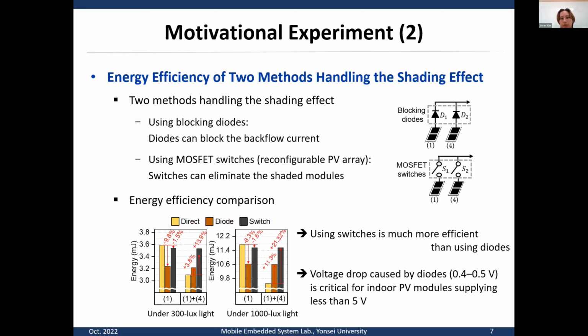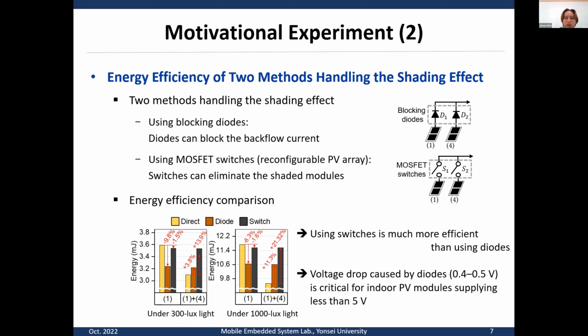Next, we compared 2 existing methods to address the shading effect of a PV array. The first method is using diodes. As shown in the figure on the right, diodes are installed for each PV module and prevent the current backflow. And the second method is using switches. The shaded modules will be switched off by controlling the switches, as shown in the figure. We conducted an experiment to see the effect of these 2 methods. The figures below show the energy harvested for 60 seconds with each method.